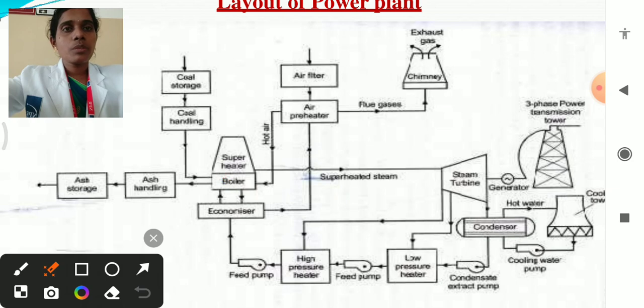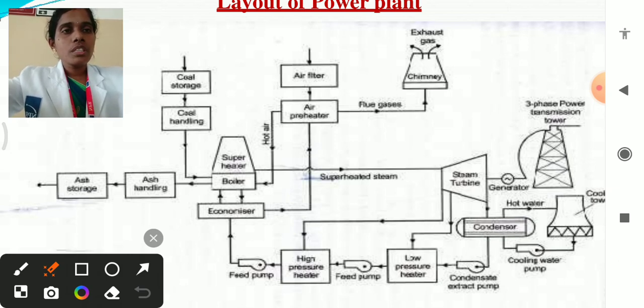From this boiler, the water gets heated and then the superheated steam is produced. The superheated steam is then given to the steam turbine. The steam turbine has blades. When the superheated steam hits the steam turbine, the turbine gets rotated and it converts the heat energy into mechanical energy. From the steam turbine, the mechanical energy is given to the generator, which produces electrical energy.